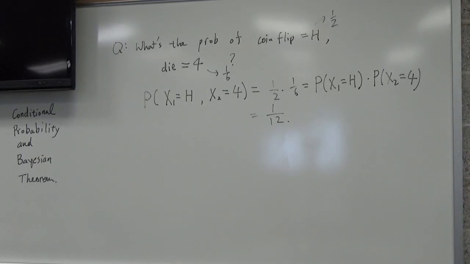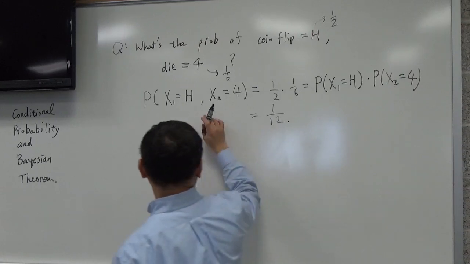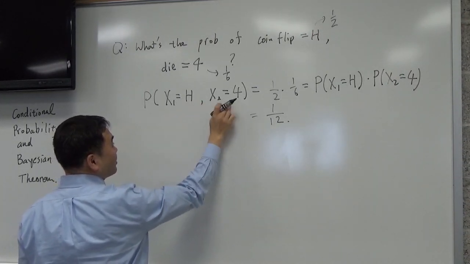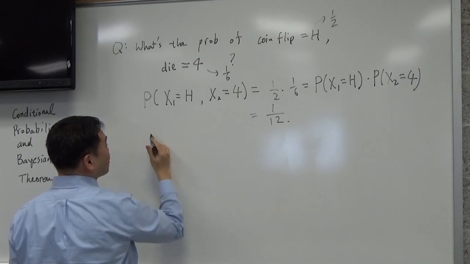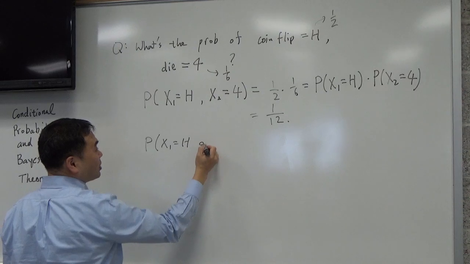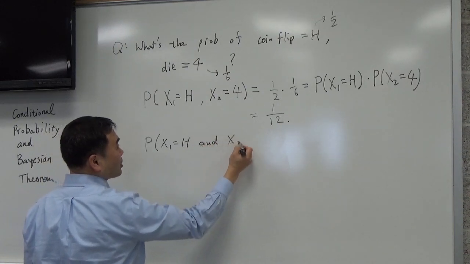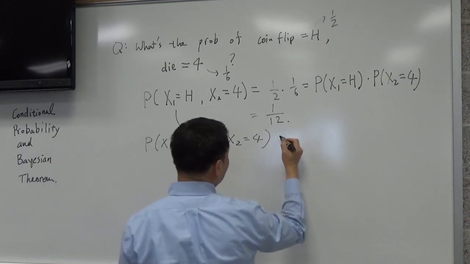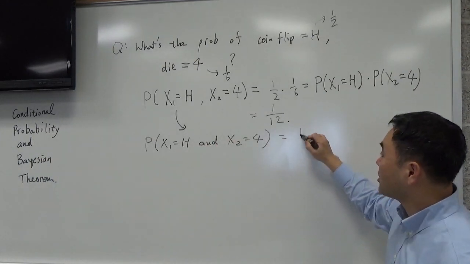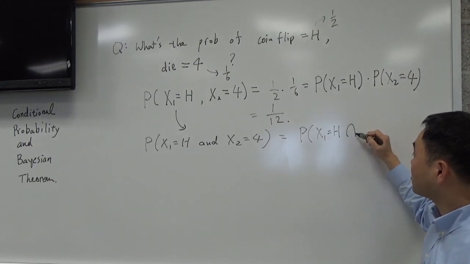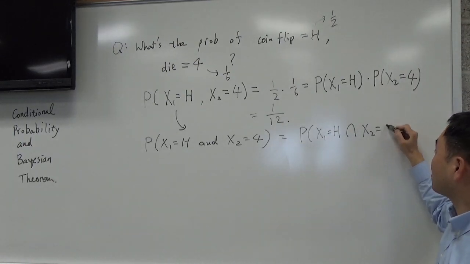In other words, by the way, I want to say this and this happens, so this is one way to say it, and sometimes you might just say x1 equals to h and x2 equals to 4. This thing can be written like this. Or sometimes you might even say x1 equals to h intersect x2 equals to 4.